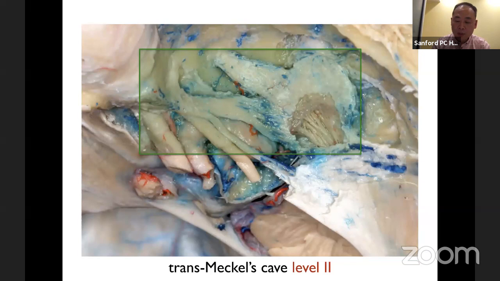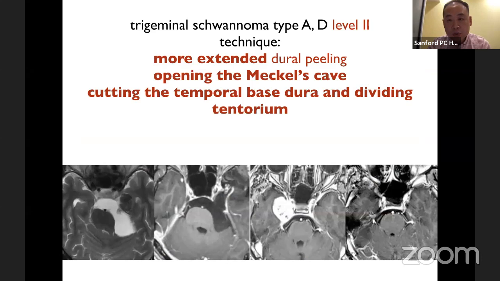You can open the Meckel's cave, and actually you are preparing to enter the cavernous sinus, because opening the Meckel's cave is the first step to totally open the cavernous sinus. So usually we use these techniques to deal with the trigeminal schwannoma like type A and type D, because it's superficial. So you do the more extended dura peeling, and opening the Meckel's cave is very simple because the roof overlying the Meckel's cave is thin.